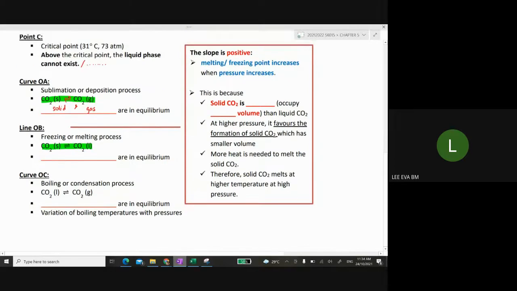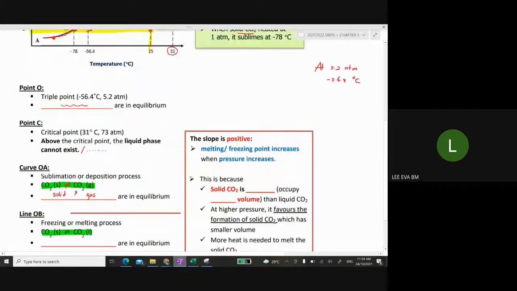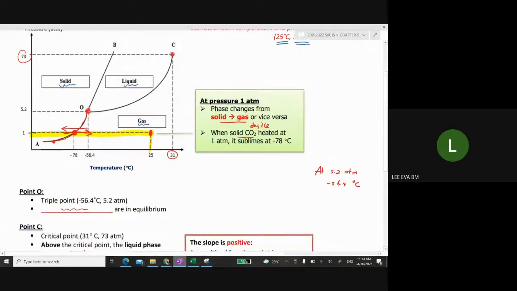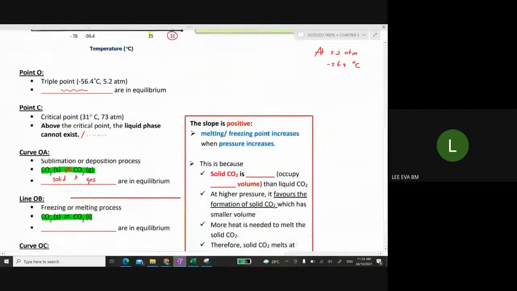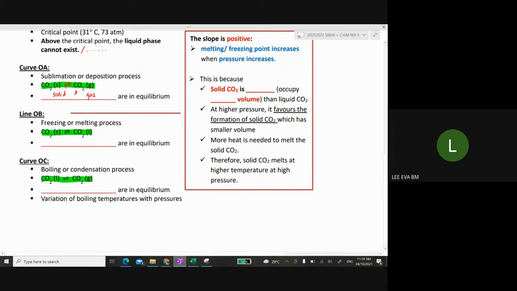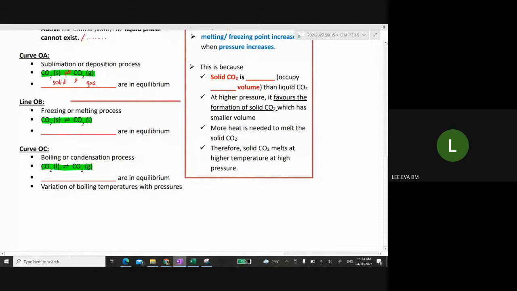Okay. How about curve OC? What phase would you find for curve OC? You saw I keep repeating, I only ask the phase. So what phase could you find at OC? Liquid and gas. Okay, so if you change from liquid phase to gas phase, it refers to your boiling process. If you change from gas into liquid, that refers to your condensation process. Okay, so fill in your blank. Liquid and gas are in equilibrium at this curve.